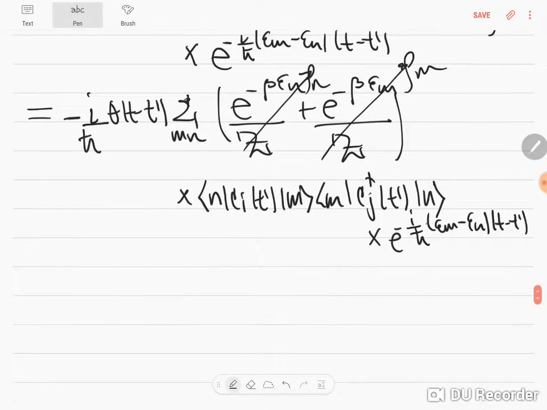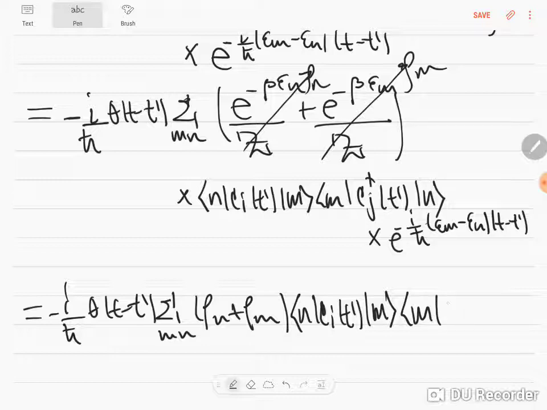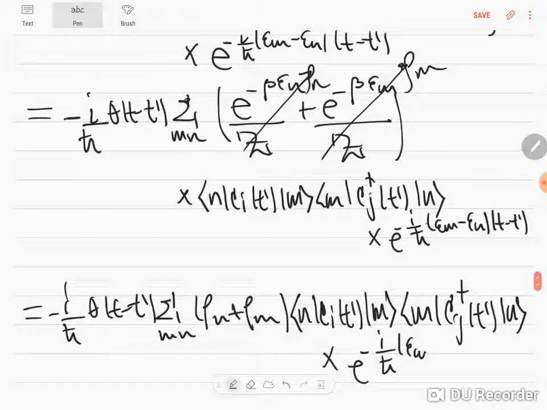So then we can write that in terms of populations, which is minus i over h bar theta of (t minus t prime), summation over m and n, rho_m plus rho_n, and c_i of t prime, m, c_j dagger of t prime, and times e to the minus i over h bar (E_m minus E_n) (t minus t prime). Okay, so this is what the Green's function looks like so far.